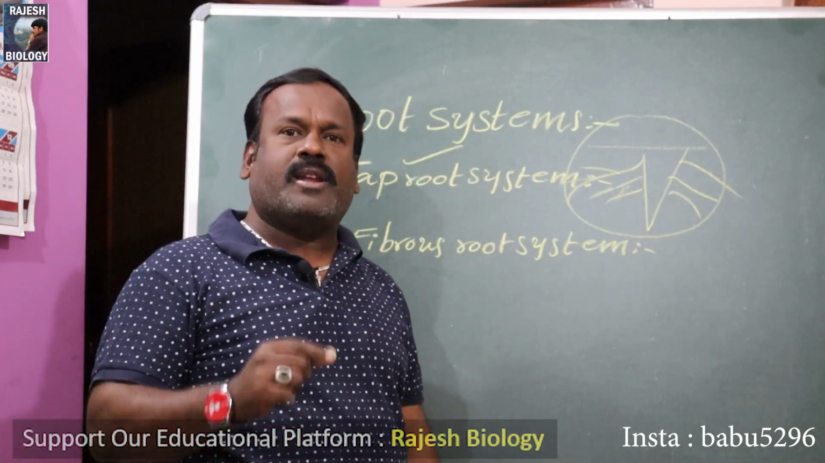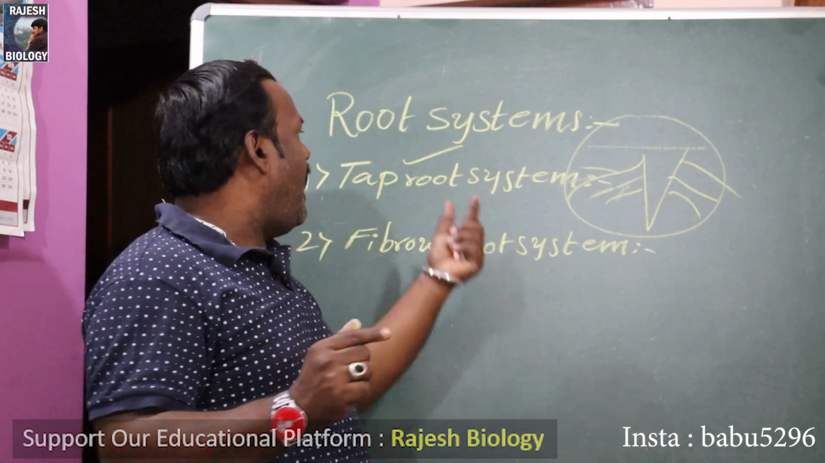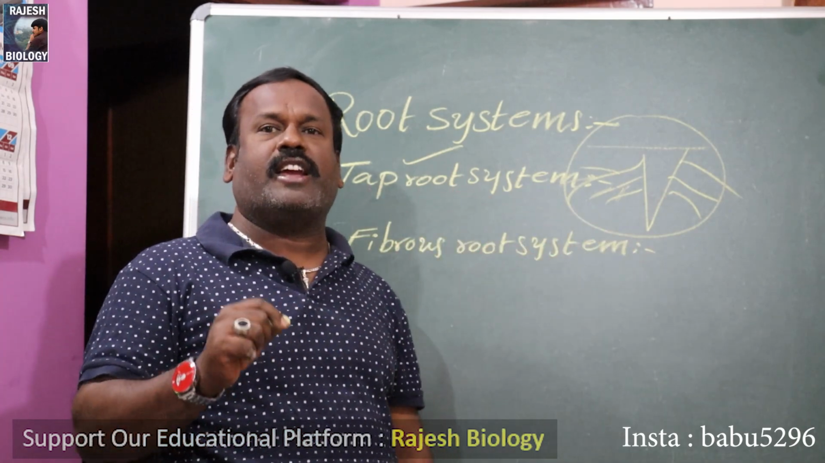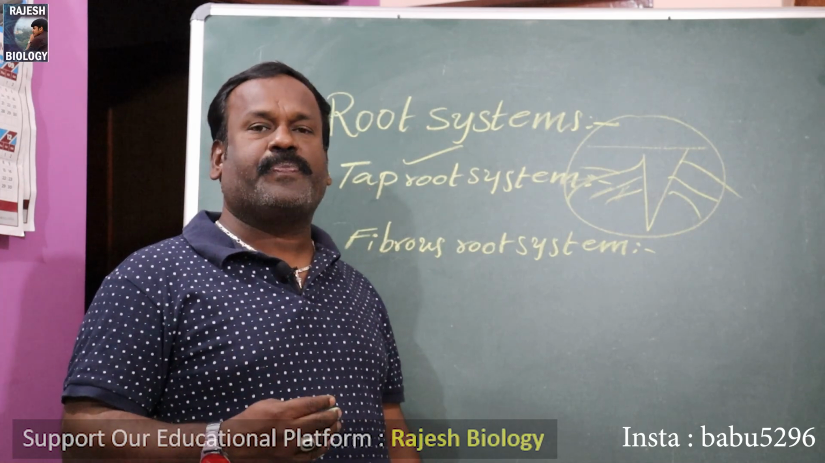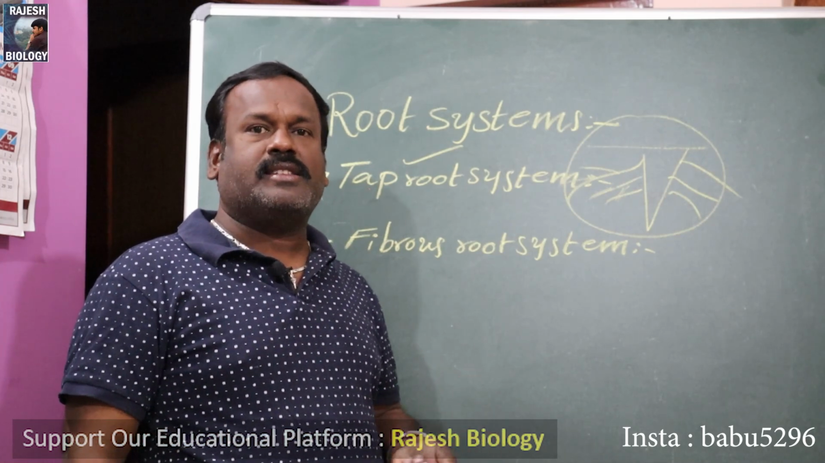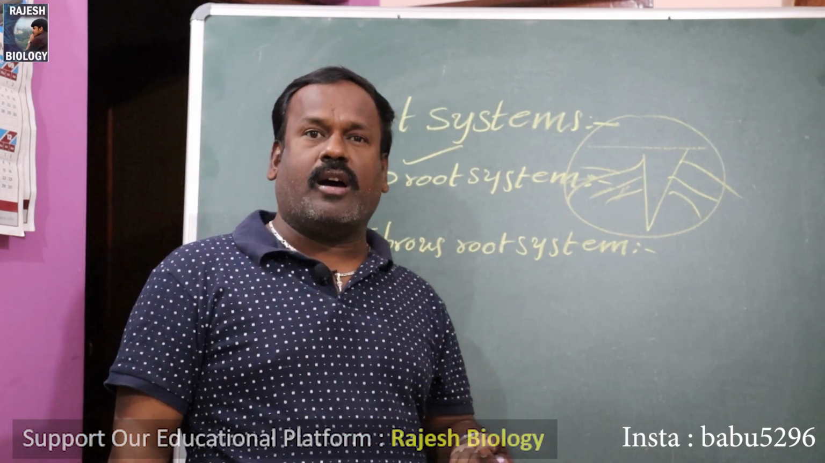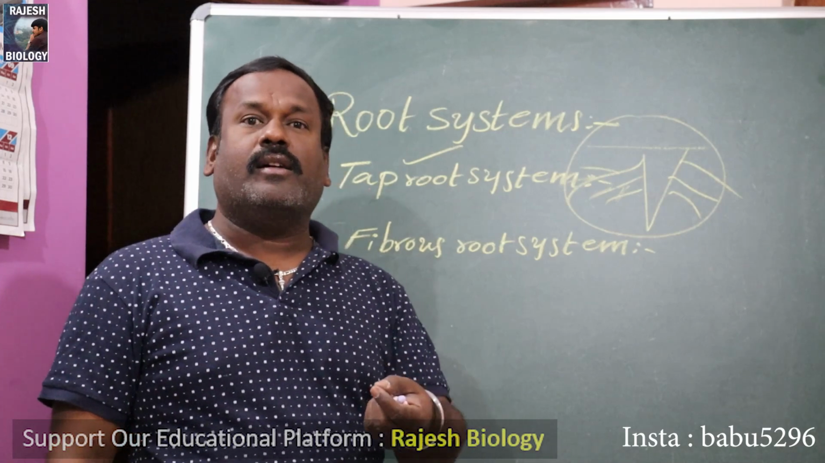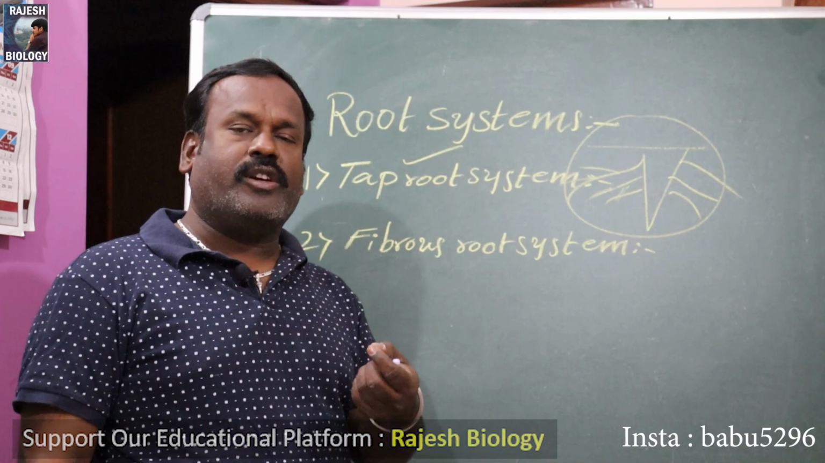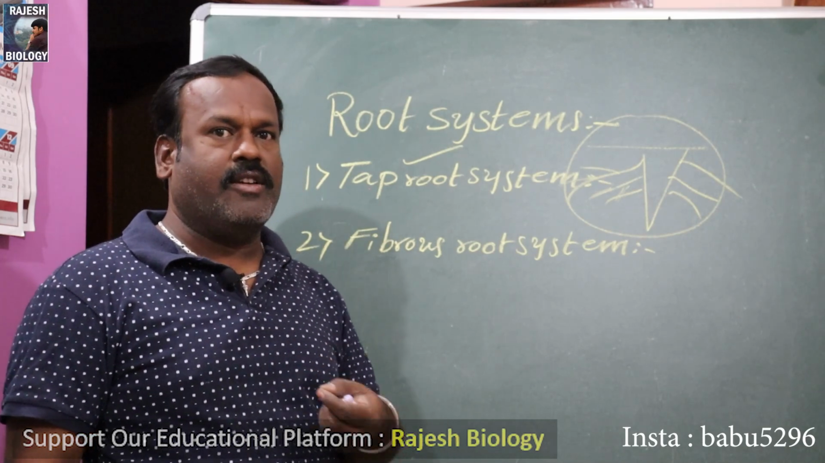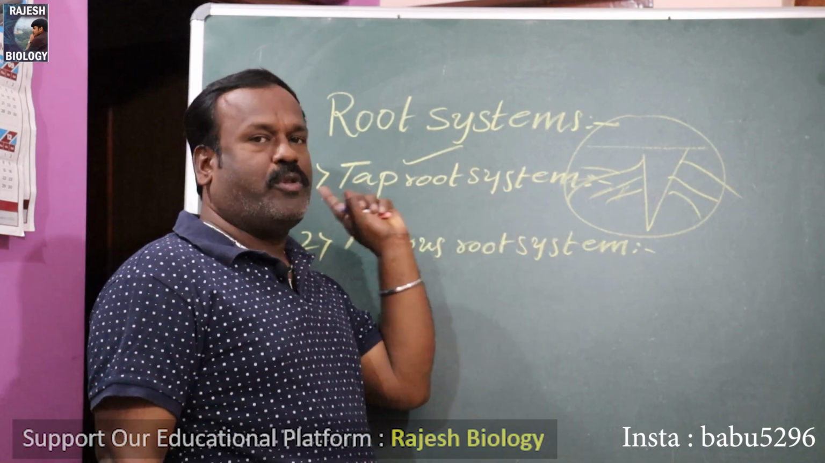In a tap root system, the radicle is permanent. We can see that type of root system in dicotyledon plants like pulses, Arachis hypogaea (groundnut), moong dal, Cicer arietinum, green gram, Phaseolus mungo, Phaseolus aureus. All Fabaceae members have the tap root system.